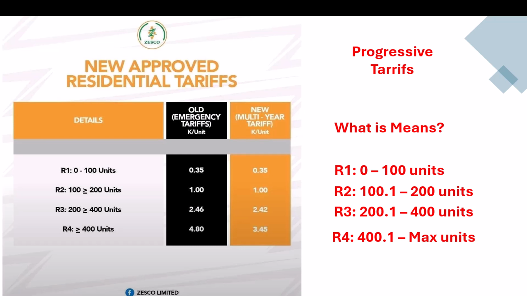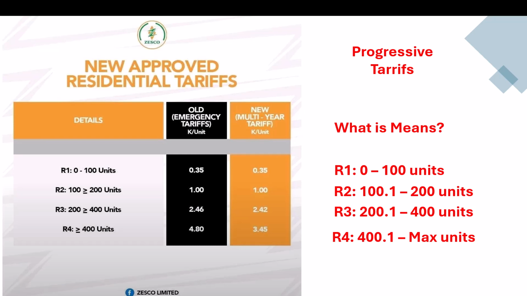To start with, as we know, the Energy Regulation Board approved the application that ZESCO made to have a multi-band electricity tariff that is progressive in nature. So what we have is 4 bands of energy costing: band 1, which is R1, band 2, R2, band 3, R3, and band 4, which is R4.